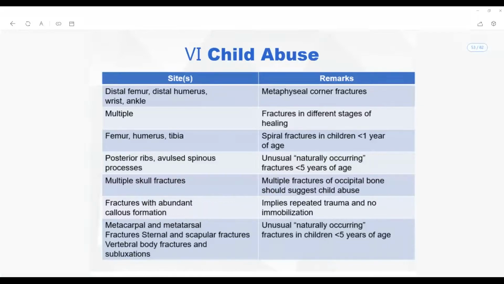So how do we actually find it? You see here, occipital bone fracture is one of the most common fractures involved here. And then you see fractures with callus formation. Repeated trauma is going to form repeated healing, and repeated healing is going to form repeated callus. So those are what form the multiple fractures. Then metacarpal and metatarsal fractures.